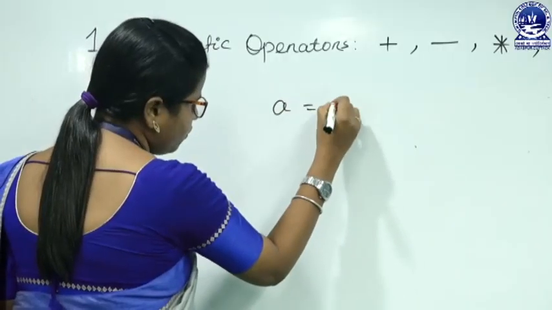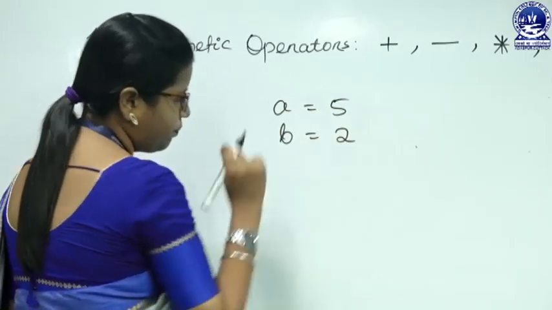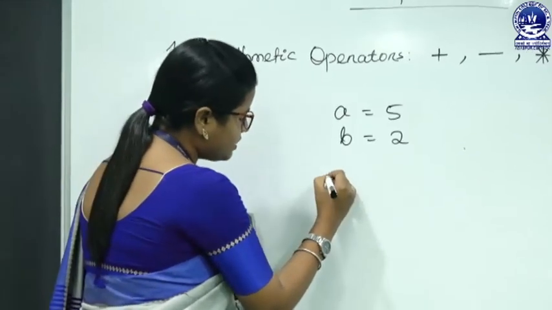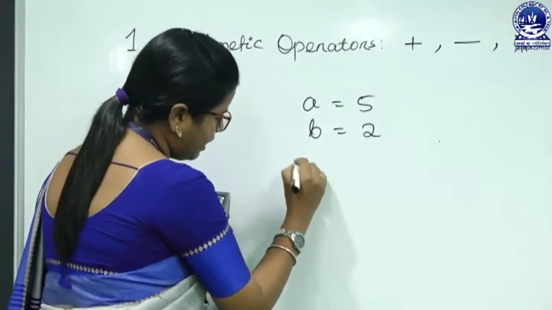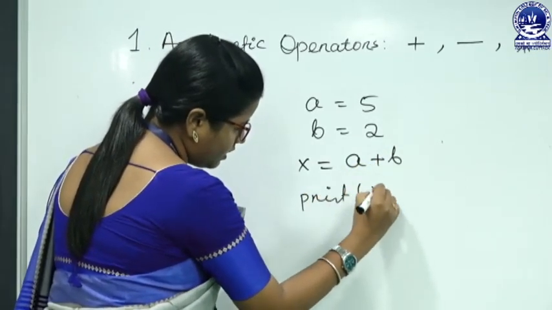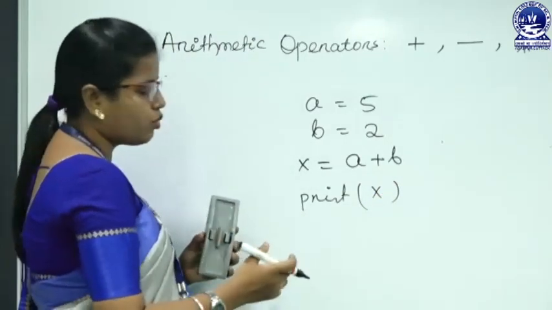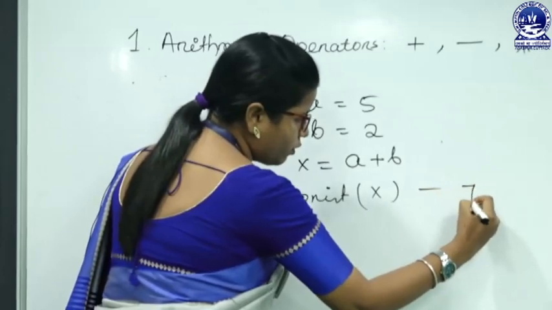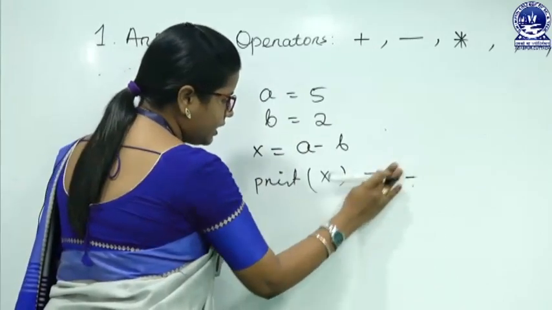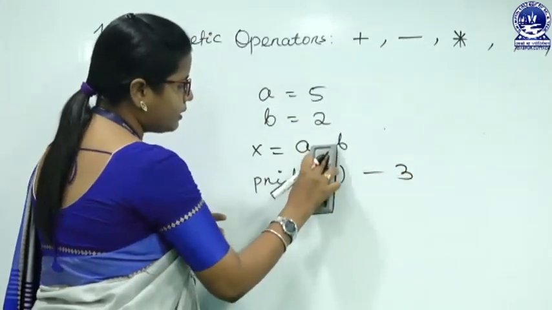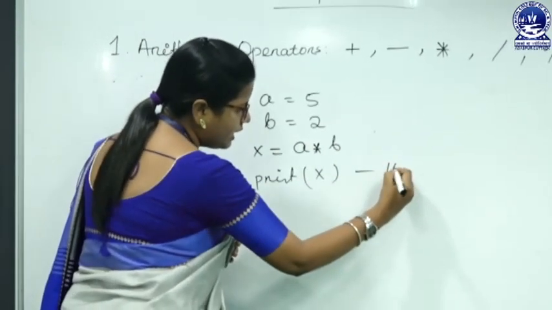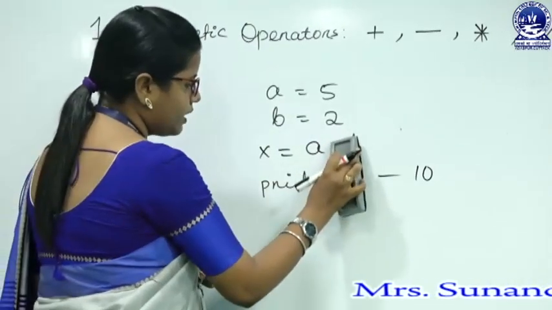Suppose A equals to 5 and B equals to 2. Let us do some arithmetic operations on A and B. Suppose I am writing x equals to A plus B and print x, then what will it show me? 5 plus 2, so it will show me 7. Next come to subtraction, so A minus B, it will show 3. Next multiplication, if x equals to A multiplied by B, then it will show me 10. Next come to division. Here is the change.